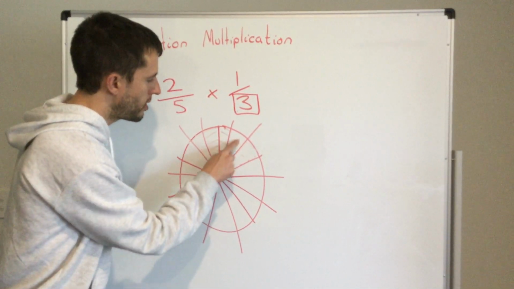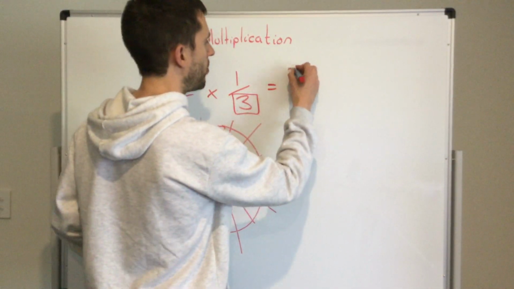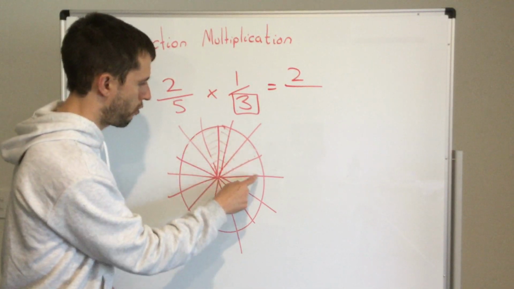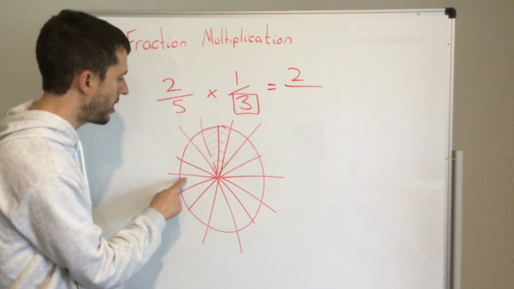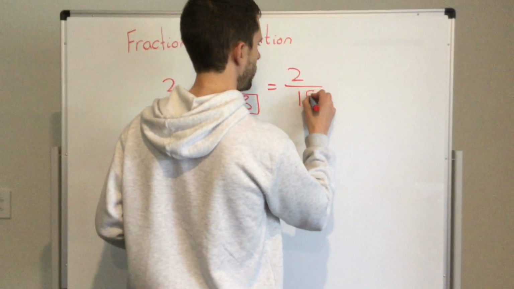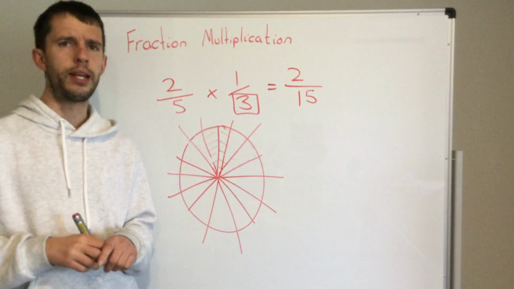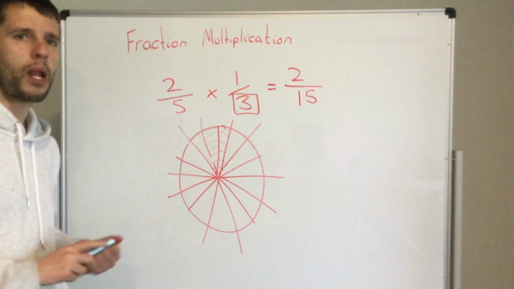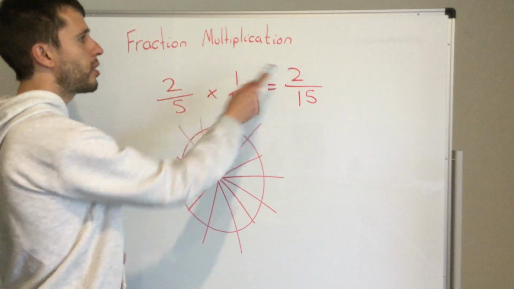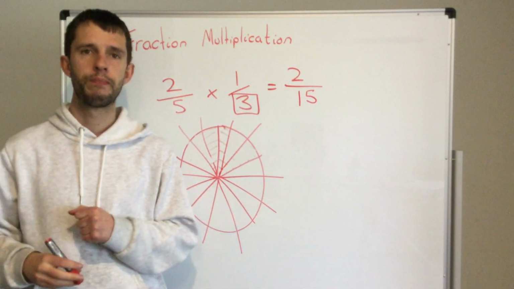Rubbing out 2 pieces now. That means I have 2 pieces out of 1, 2, 3, 4, 5, 6, 7, 8, 9, 10, 11, 12, 13, 14, 15. That's checking it visually. Let's check it through the process. The process is we multiply the numerators and we multiply the denominators. 1 times 2 equals 2. 3 times 5 equals 15.